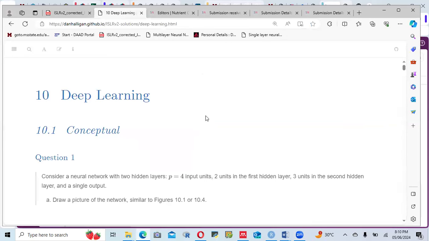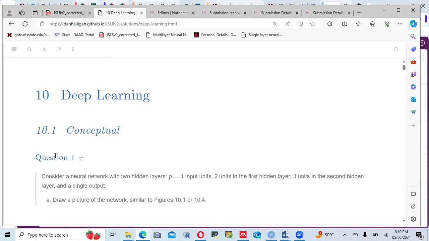Okay, I guess we can start. So for the benefit of those following along on YouTube, this is the data science learning community, and we are going through the Introduction to Statistical Learning book. Today we'll be discussing the exercise for chapter 10, which is about deep learning.